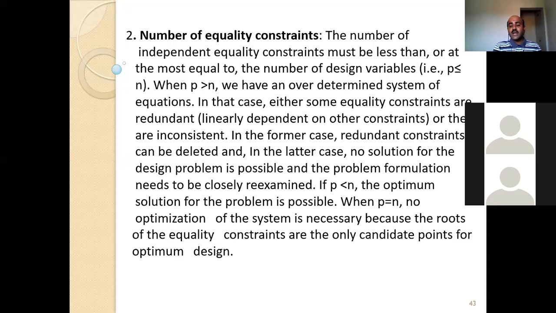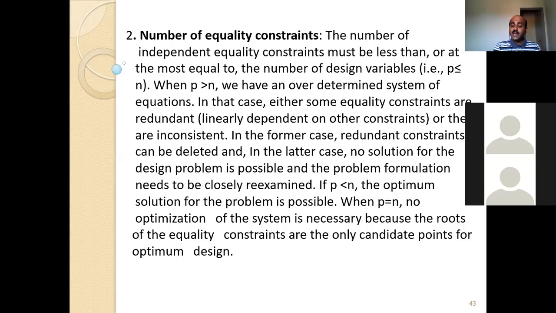When P is greater than N, please remember, the system is said to be an overdetermined system. In this case, some equality constraints are redundant, meaning they are linearly dependent on the other constraints, or they are inconsistent. When you find the equality constraints are redundant, you can delete them.